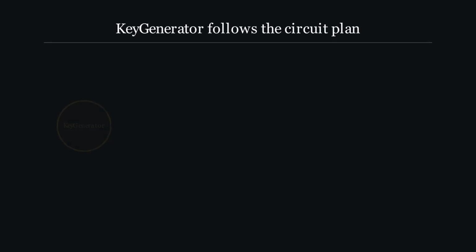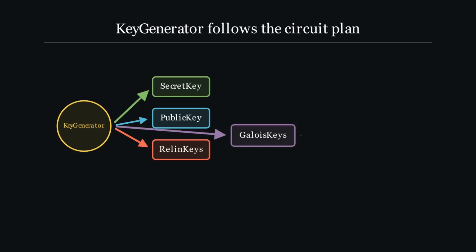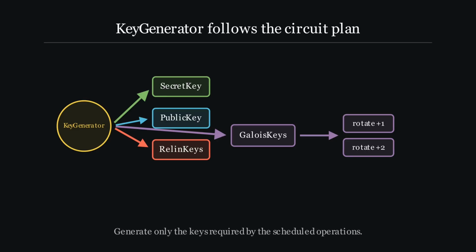Key generator follows the capability plan derived from the circuit. The first branches create the secret key, public key, and relinearization keys. The purple branch creates Galois keys only for rotations by 1 and 2, matching the earlier reduction schedule. This ordering matters. The application should know its operations before requesting large evaluation key sets.